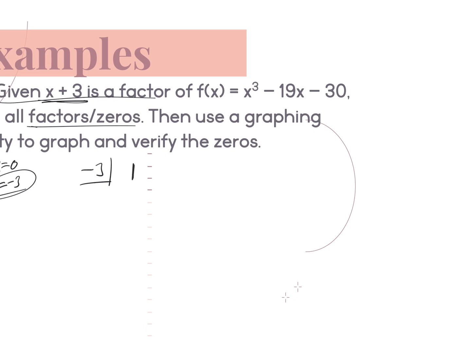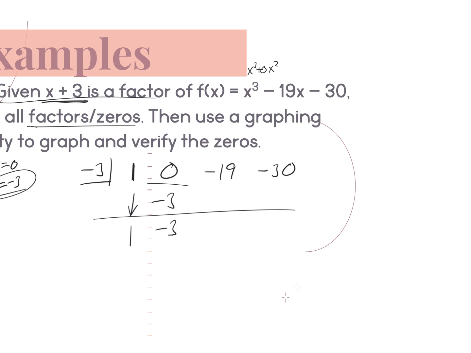So then my first number is going to be 1. And hopefully some of you can recognize what should go next to 1. You should say 0. Why 0? Because I need a placeholder if I don't see an x squared. I have an x to the third, I don't see an x squared, so I'm going to say that this is plus 0x squared. And then I do have an x, so I'm going to do a -19 and then a -30. So I'm going to bring down that 1 and then do synthetic division. We are expecting 0 out of this, so you're going to see.